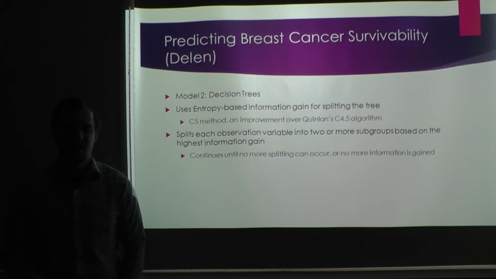For the decision tree, they use a similar method, which was entropy-based information gain for splitting the tree. So this is where each observation for a decision tree is split into 2 or more subgroups based on the highest information gain. So you continue until no more splitting can occur, or until no more information is gained, and the order of the decision tree is changed until the highest information gain is achieved.